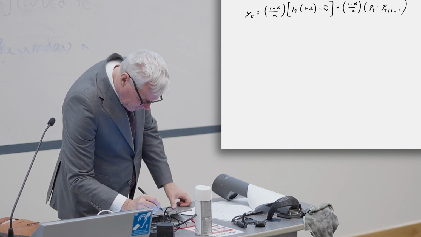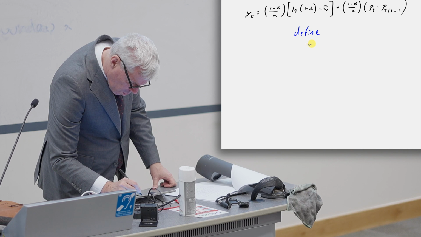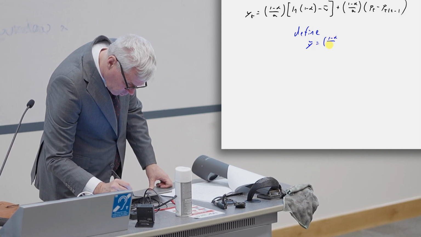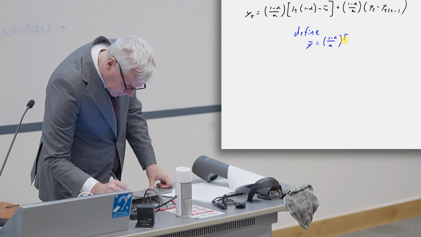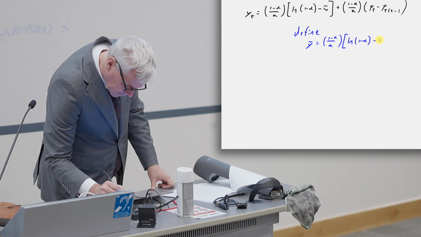Now I want to define y bar equals (1 minus alpha) over alpha times (ln(1 minus alpha) minus W bar).